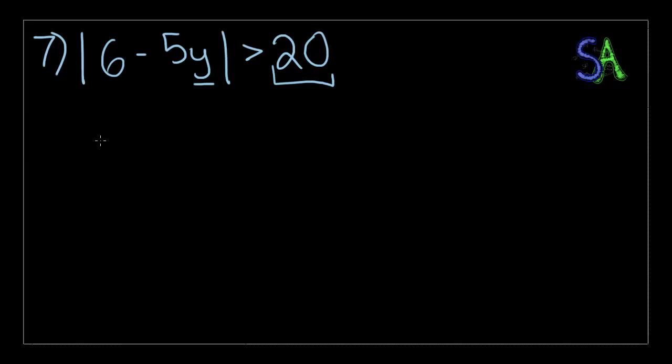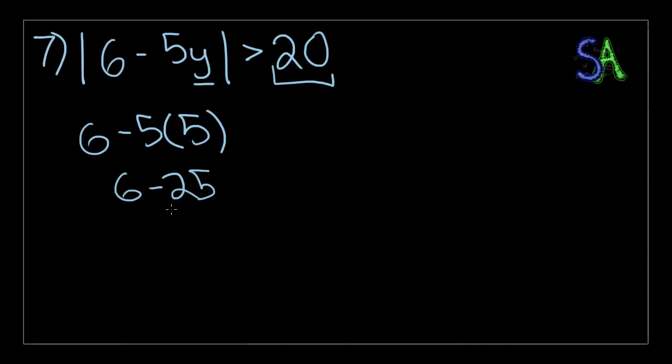If we try choice E, which is 6 minus 5 times 5, that's equal to 6 minus 25, which is equal to -19, and the absolute value is 19. 19 is not greater than 20. So we know that the positive numbers aren't going to work, because the answer choices contain 2 negative numbers and 3 positive numbers. If the biggest positive number didn't work, then the other positives are not going to work. So we can cross off choices C to E.